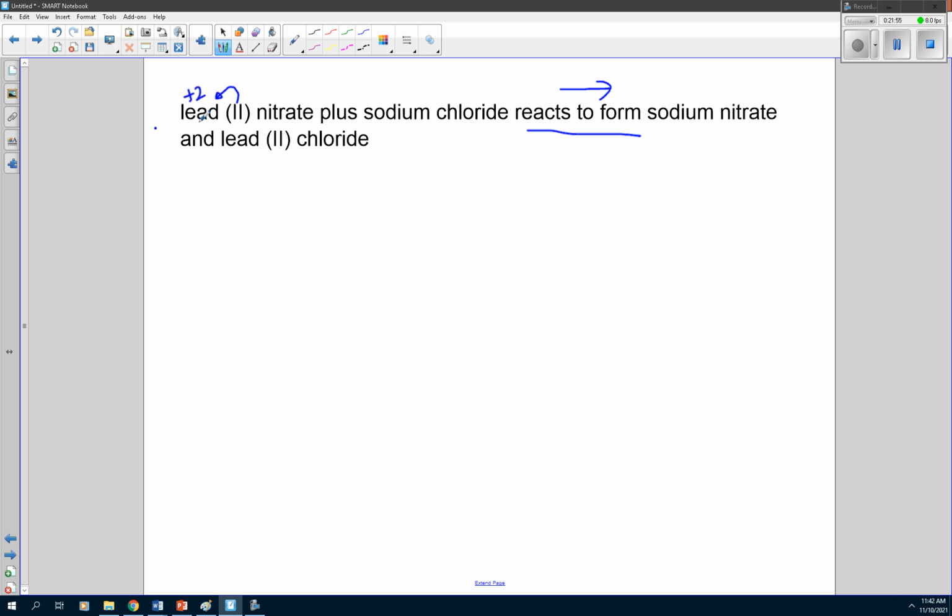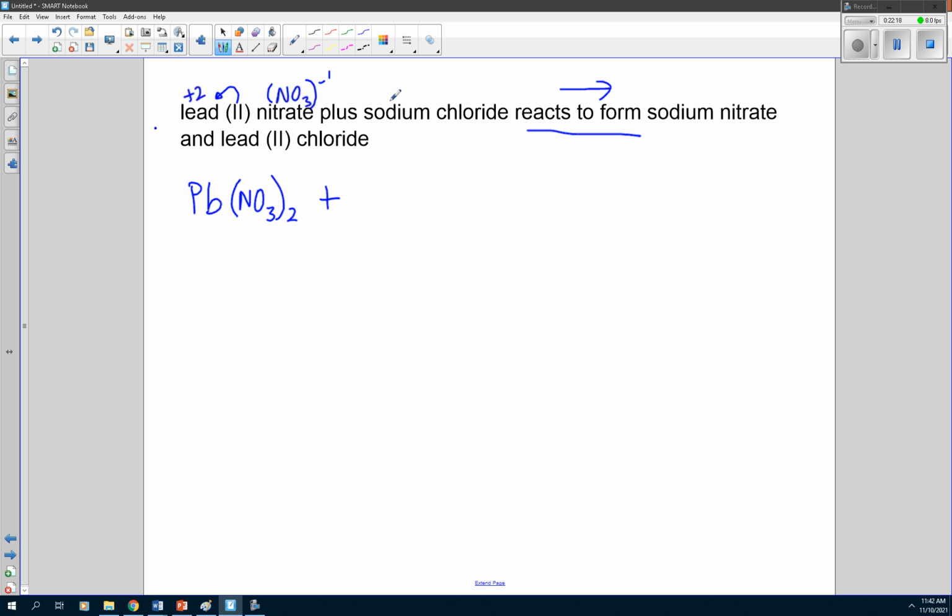So lead is going to form a +2 charge. Nitrate is NO3, a -1. So if I combine those two, a +2 and a -1, I'm going to need 2 -1s to offset the +2. So this is Pb(NO3)2 plus sodium chloride.